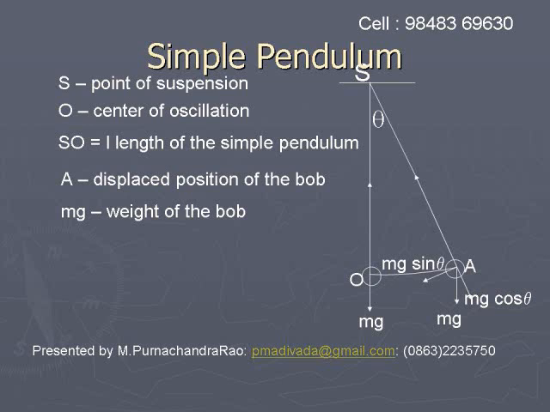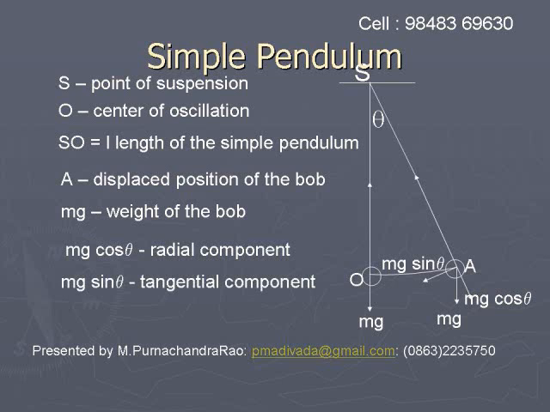mg is the weight of the bob, which acts vertically downwards. mg cos theta is the radial component of the weight. mg sin theta is the tangential component of the weight. OA will be equal to x.